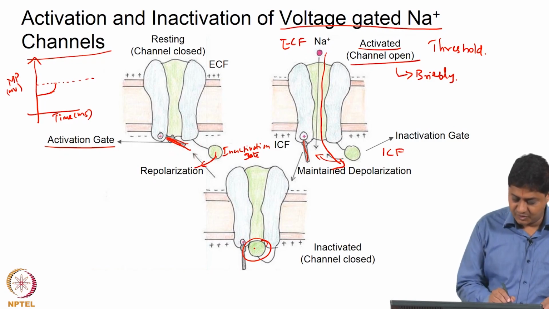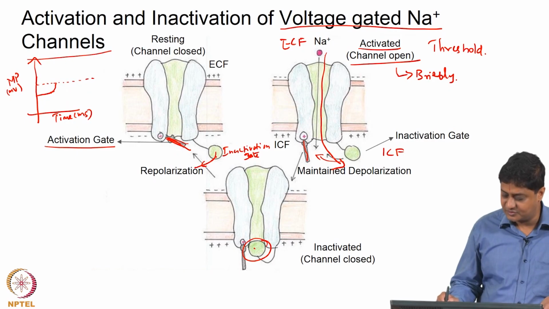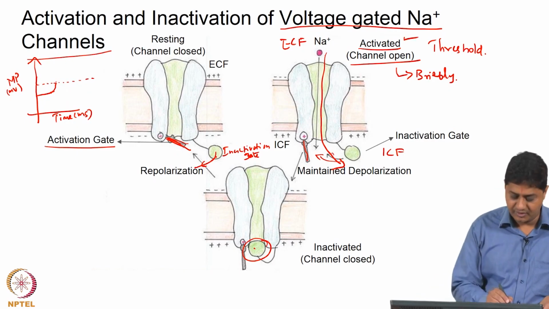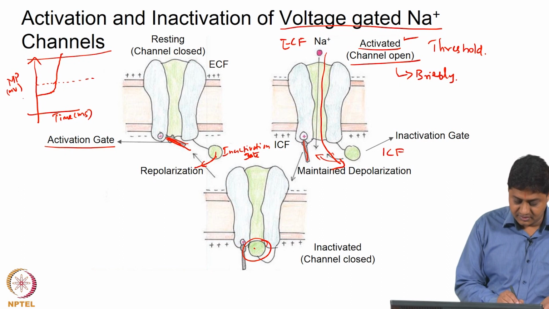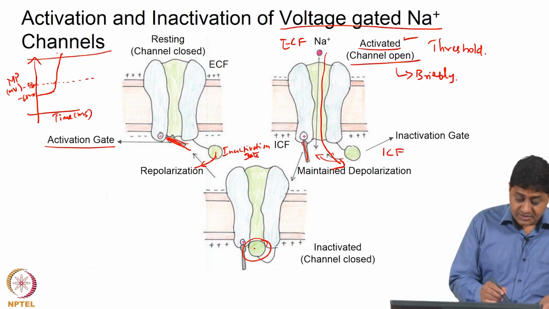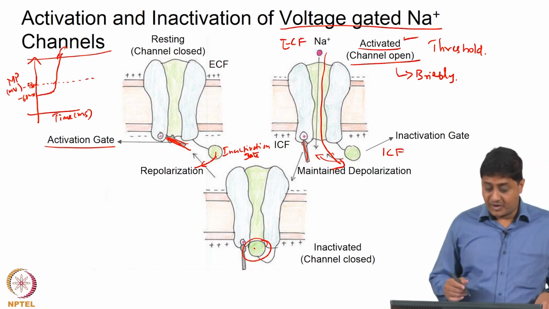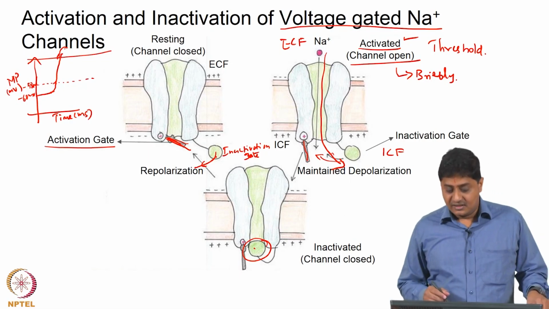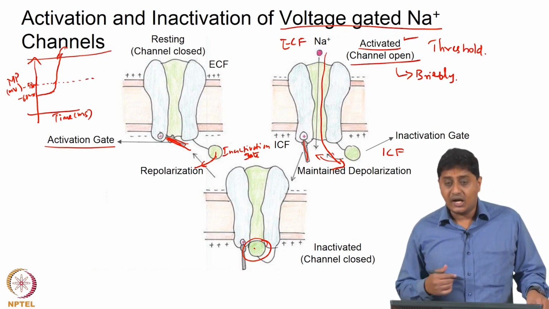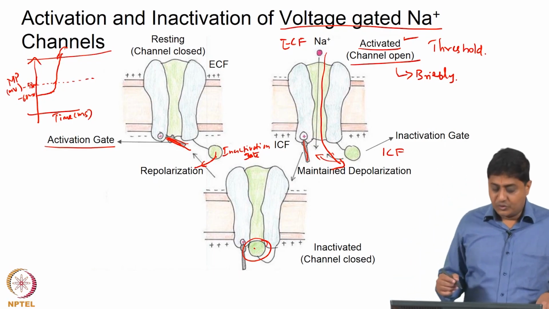Because of that reason, there is going to be a brief amount of time during which this is going to remain activated or open. During that time, a lot of sodium will come and take the membrane potential to a very positive value. Note, this is about say minus 60 millivolts, this is about say minus 50, for example, some typical numbers, right. So, it is possible for the membrane potential to actually cross 0 and become positive, because this channel is going to allow a lot of sodium to enter inside during that brief period.